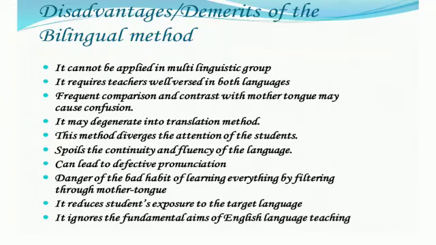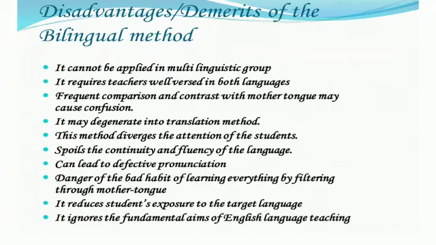Number 3, frequent comparison and contrast with mother tongue may cause confusion. Frequent comparison and contrast with mother tongue may cause confusion. The contrast between the features of two languages, that is the mother tongue and the English language, will confuse the students. So it's likely to confuse the students. So the frequent comparison and contrast with mother tongue may cause confusion to the students.